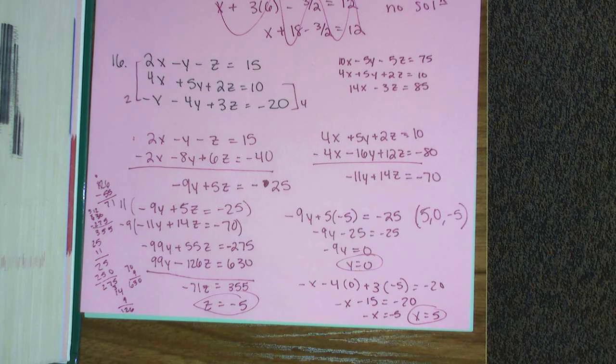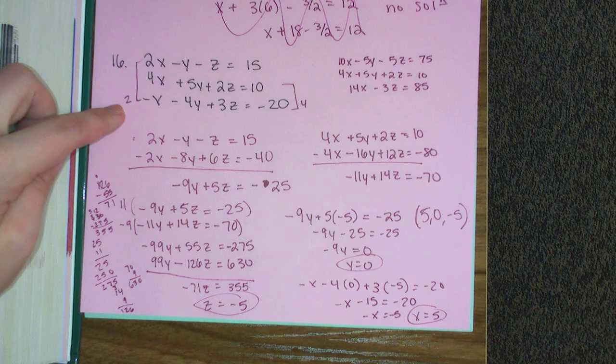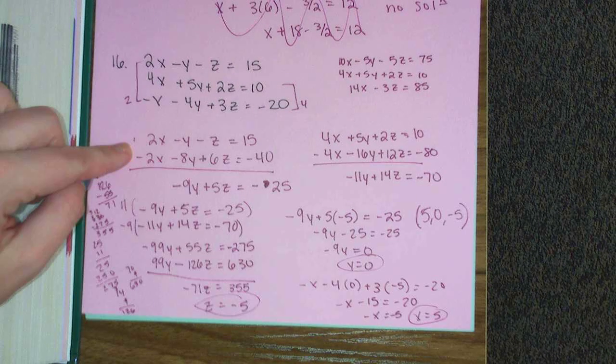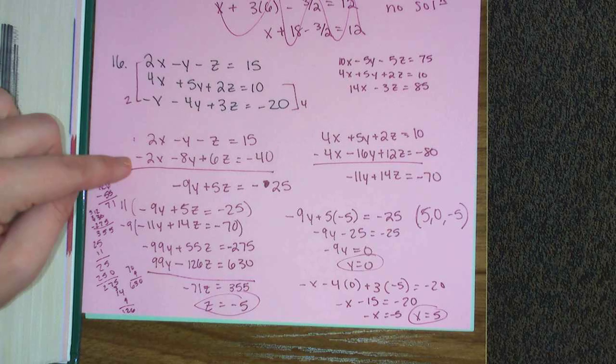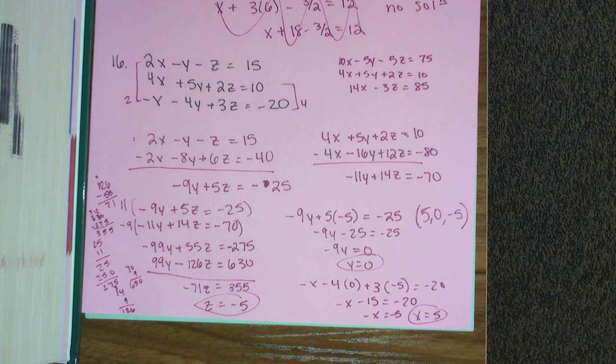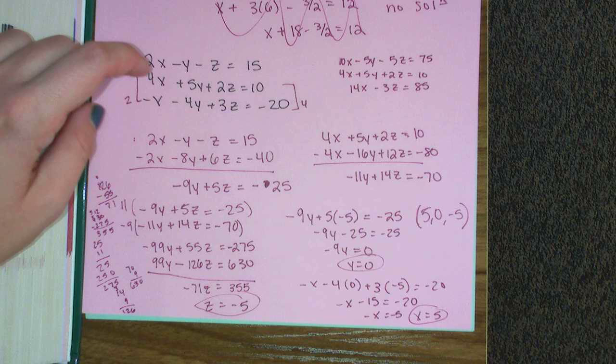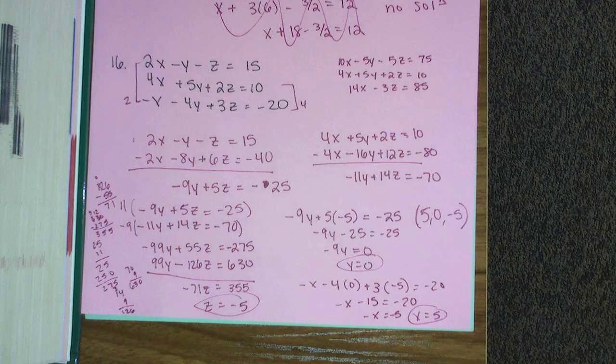So I did the top and bottom equation, multiplying the bottom one by 2, and when stuff canceled, I ended up with negative 9y plus 5z is equal to negative 25. And then I chose to do the middle and the bottom, multiplying the bottom by 4, and that gave me negative 11y plus 14z is equal to negative 70.